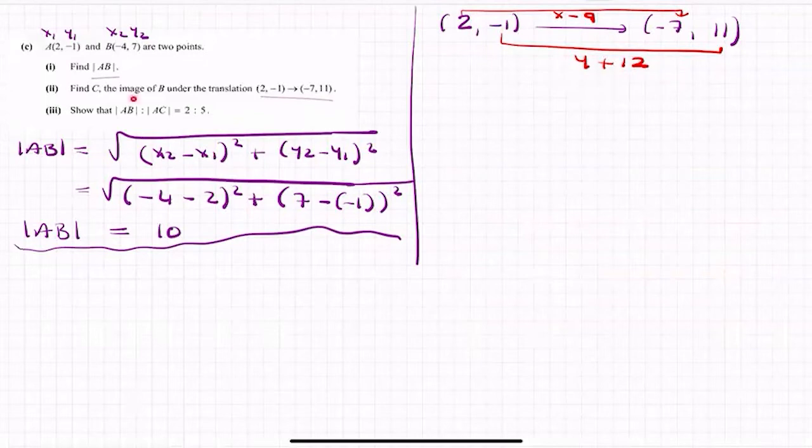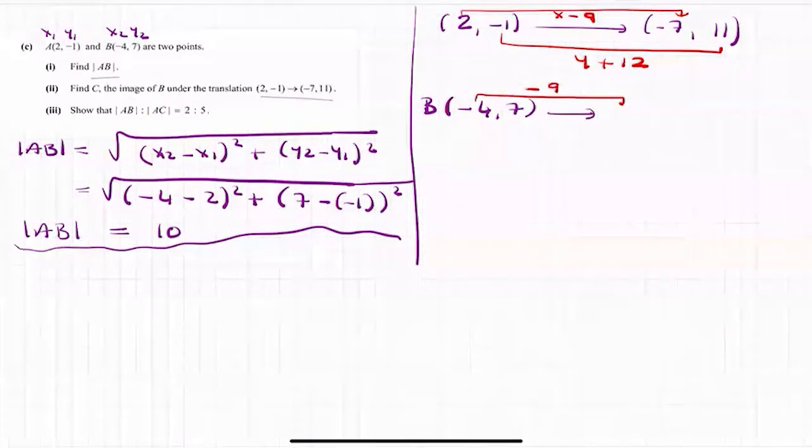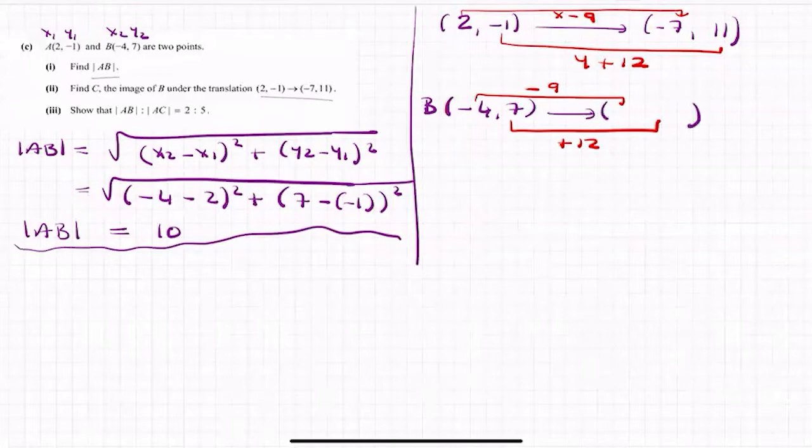So when it says find C, the image of B, well then B is the one that we're going to move by that amount. So B is (-4, 7). I got that from here. Okay, and we're going to move it. So in other words, we're going to subtract 9 off the x, and we're going to add 12 to the y to give me the new point that they're calling C. So minus 4 minus 9 is minus 13, 7 plus 12 is 19. So C is the point (-13, 19). Okay.